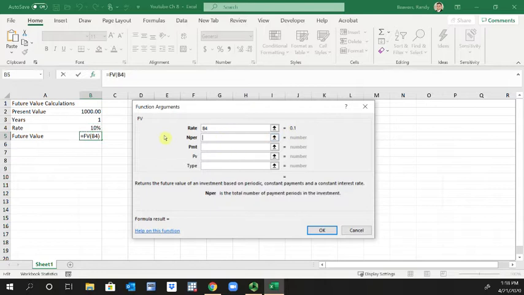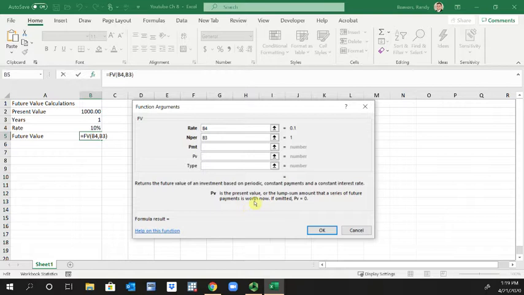Next is number of periods. That's the total number of payment periods in the investment. In this particular case, this is just going to happen once. Payment is a payment that's made each period. It can't change over the life of the investment. In this particular example, there's not a payment. There's a single present value or a lump sum. So we will leave payment blank.